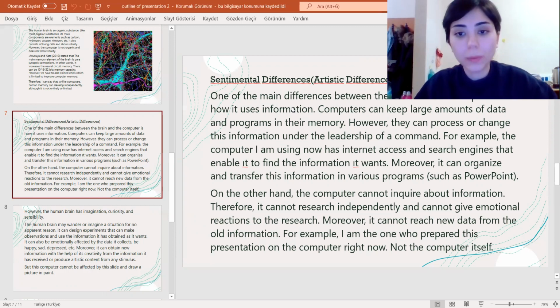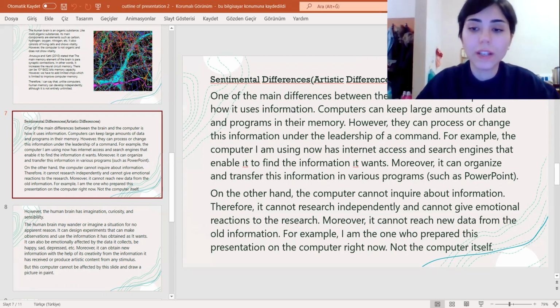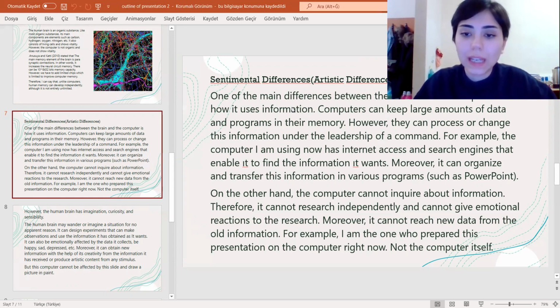Moreover, it can organize and transfer this information in various programs, such as PowerPoint. On the other hand, the computer cannot inquire about information. Therefore, it cannot research independently and cannot give emotional reactions to the research. Moreover, it cannot reach new data from old information. For example, I am the one who prepared this presentation on the computer right now, not the computer itself.